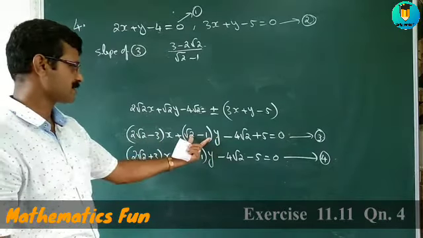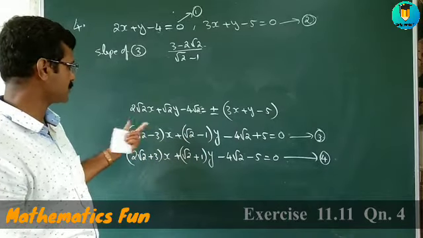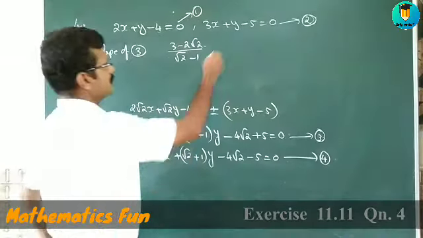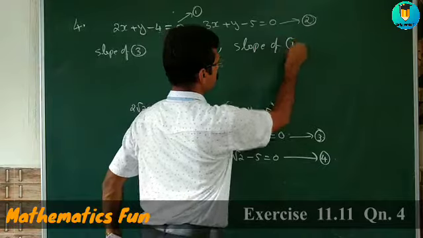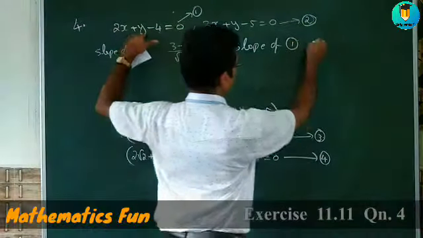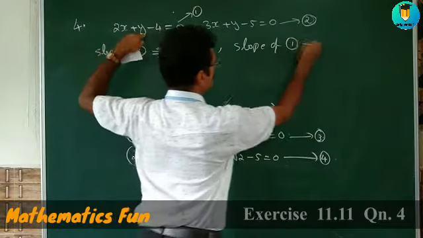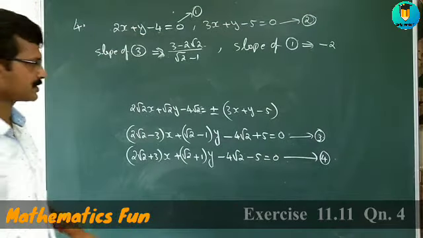So I made it in the y is equal to mx plus c form. This will be minus, and that is why this minus becomes plus, divided by the slope of 3. Even the slope of 1 I am writing, the slope of equation number 1. The slope of equation number 1 is minus 2.